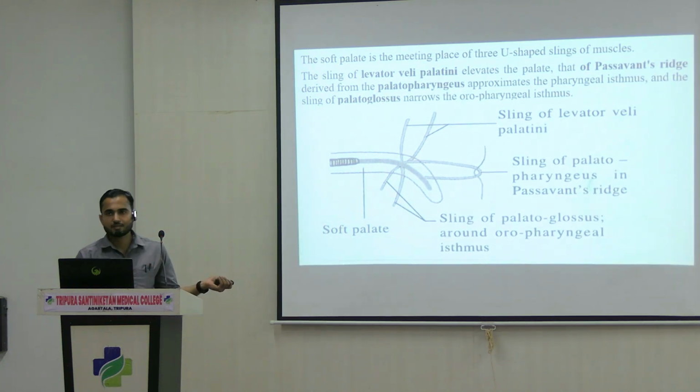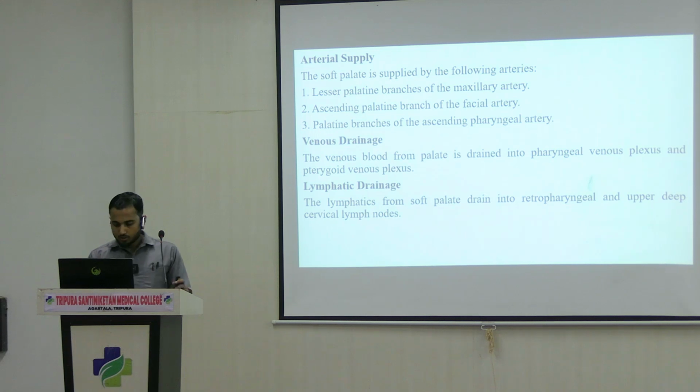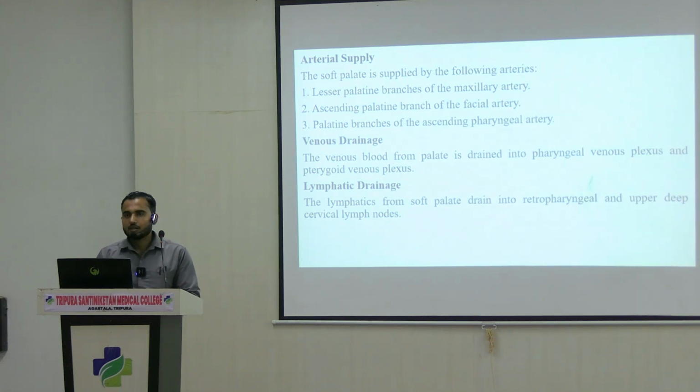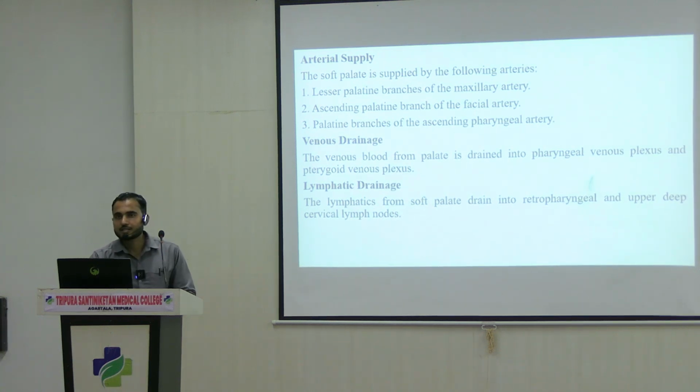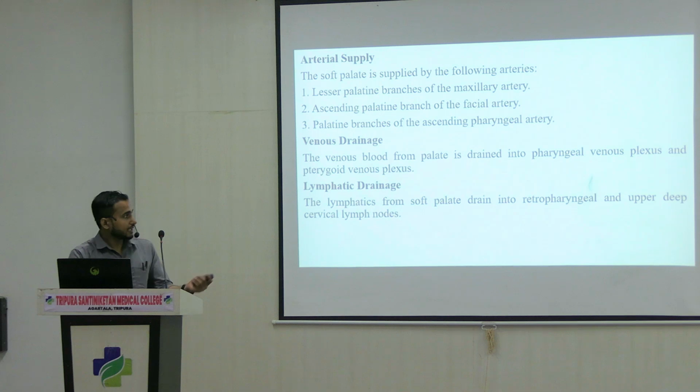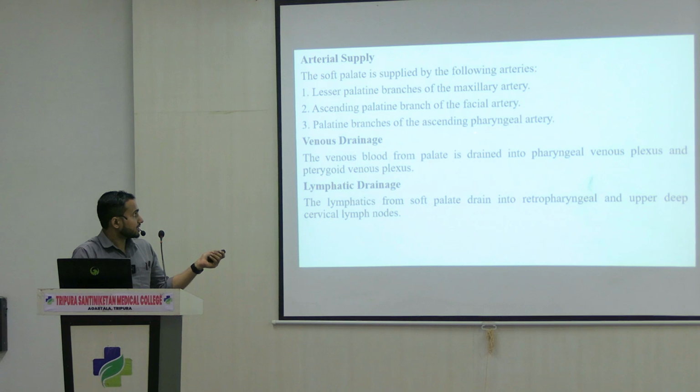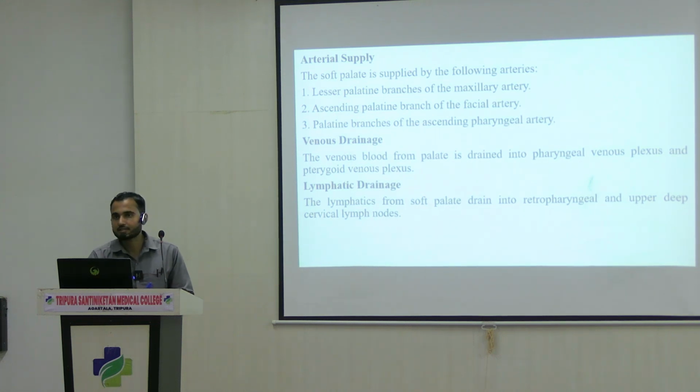Next will be the blood supply and nerve supply. In the blood supply, mainly the branches of the external carotid artery supply the soft palate. Exactly which branches? The lesser palatine, ascending palatine, and palatine branches of the ascending pharyngeal artery. The lesser palatine is a branch of the maxillary artery, the ascending palatine is a branch of the facial artery, and the palatine branches come from the ascending pharyngeal artery. These are the branches which supply the soft palate.